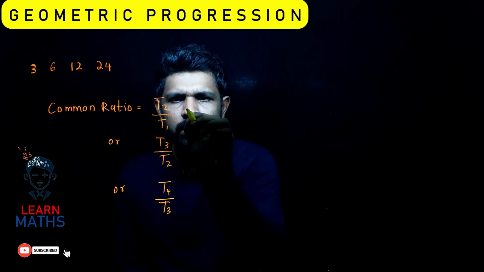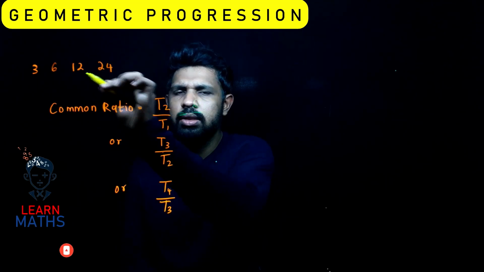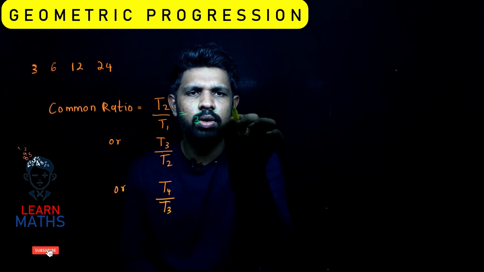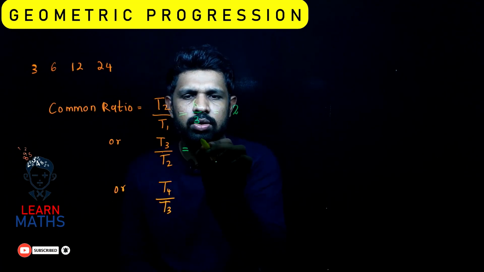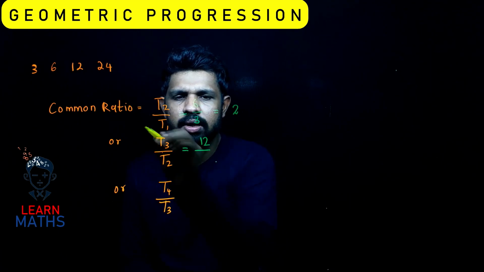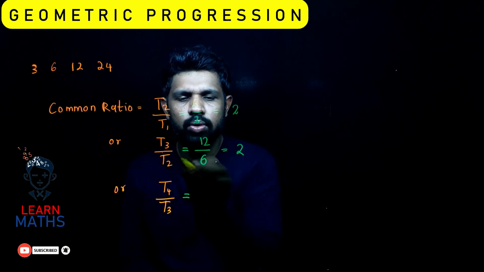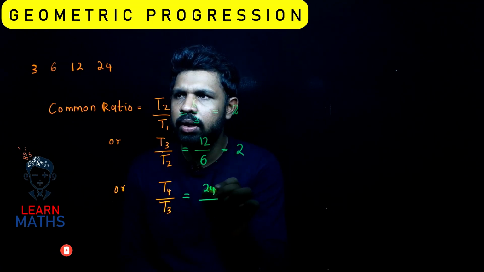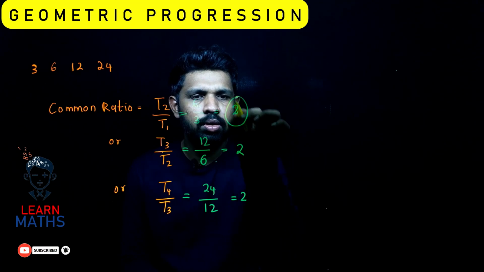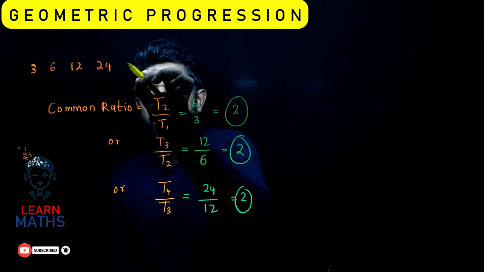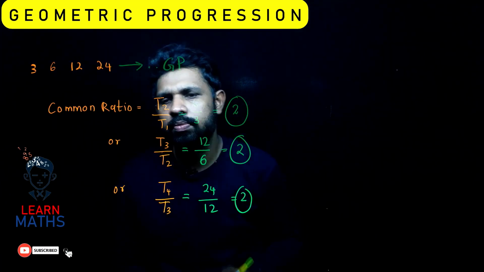According to this, T2, that is 6 divided by 3, equals 2. Likewise, here T3, that is 12 divided by T2, that is 6, equals 2. Similarly, here T4, that is 24 divided by T3, that is 12, is also equal to 2. So if you notice, all the ratios are 2, therefore this can be considered a geometric progression.